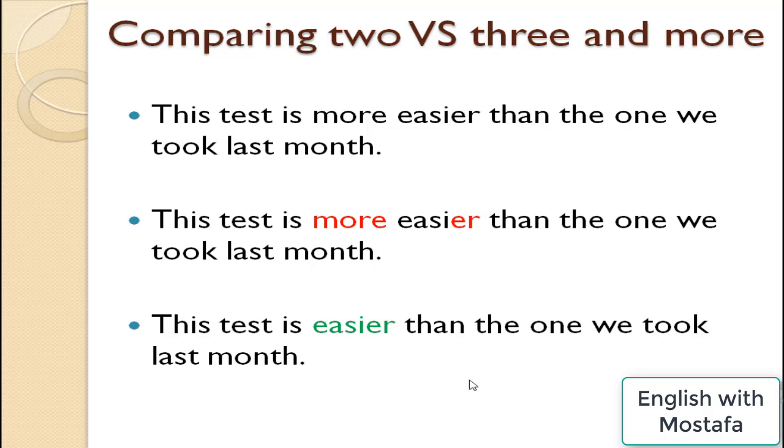Let's take another example. This test is more easier than the one we took last month. I've also noticed that most people would write this sentence in a writing task. That's why I included it in this lesson, to avoid it later. Look at the word more and look at the word easier. We have here the ER and we have here more. Two sorts of comparisons in the same sentence. You have to change it to become: this test is easier than the one we took last month. You have two choices here: more easy or easier. Both are right, but you can never include them both in one sentence.